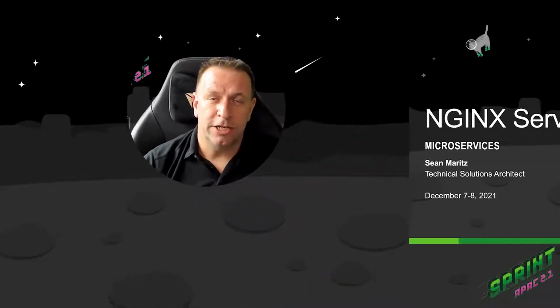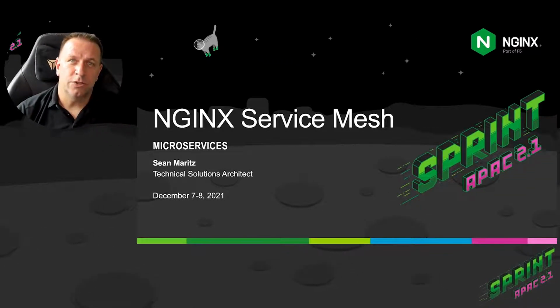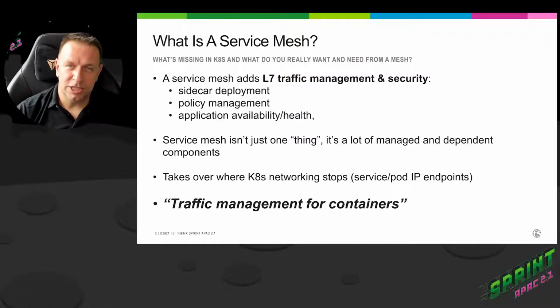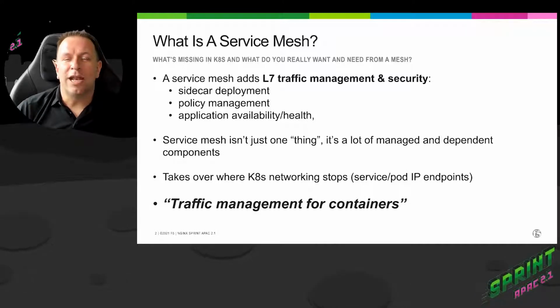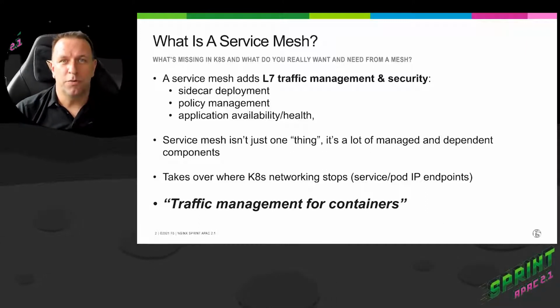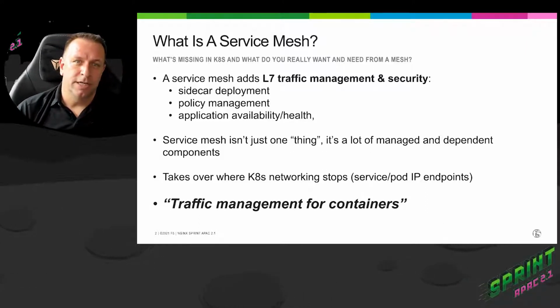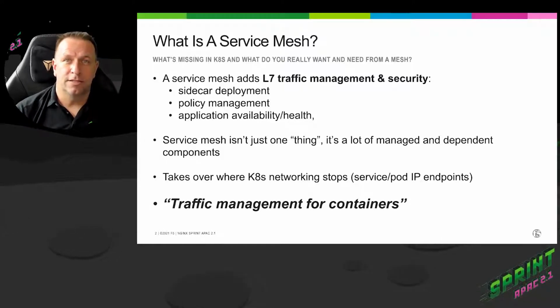Today I'm going to be continuing the conversation around microservices and talking about NGINX Service Mesh. So what is a service mesh? A service mesh essentially provides you with layer 7 traffic management and security within your Kubernetes cluster. It does this by introducing sidecar deployments, policy management, and application availability and health and observability into your Kubernetes deployment. A service mesh isn't just one thing. It's a lot of managed and dependent components that come together to actually deliver the service mesh. It takes over where the Kubernetes networking stops. It's essentially traffic management for your containers.